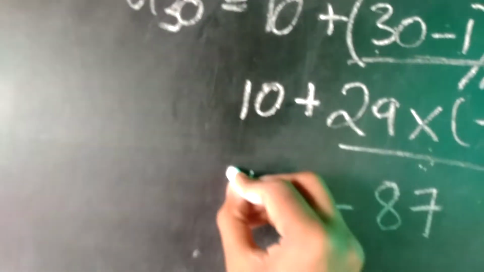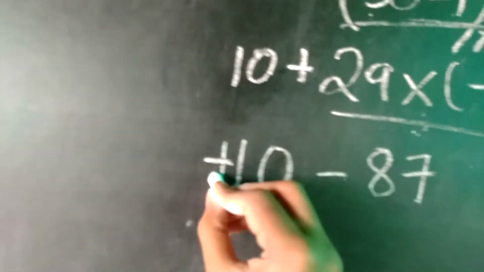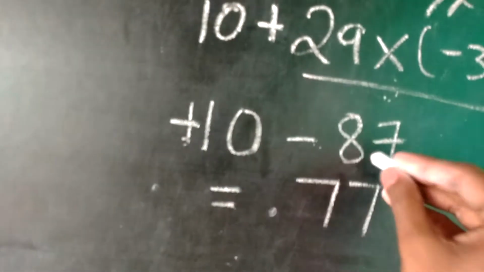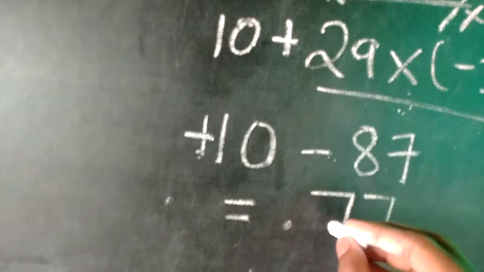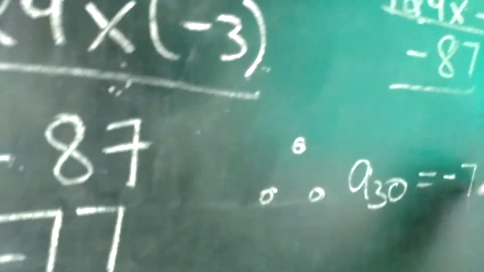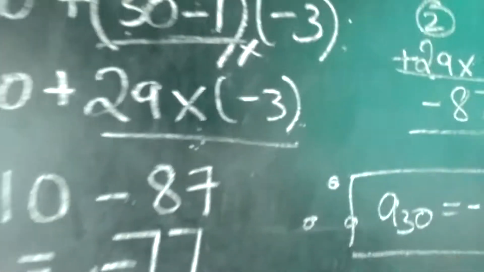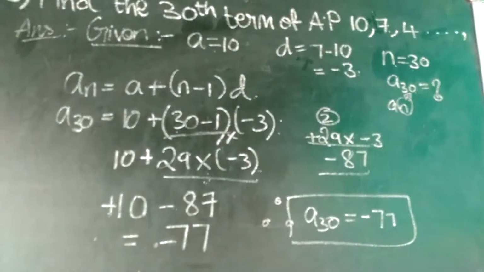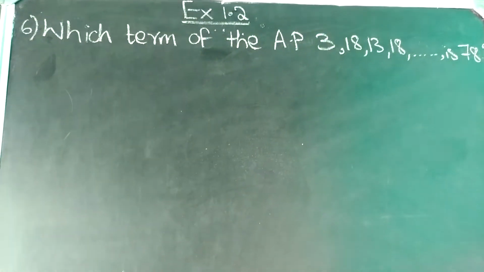Nothing means you should assume the sign as plus. Since the signs are different, we need to subtract. When we subtract, we will be getting 77. But the greater number is having the negative sign. So let me write minus 77. Therefore, the 30th term of this AP is minus 77. The 30th term of the AP 10, 7, 4 is minus 77.